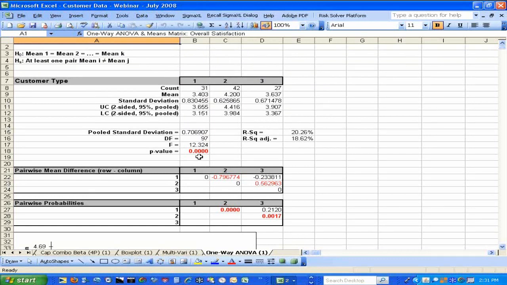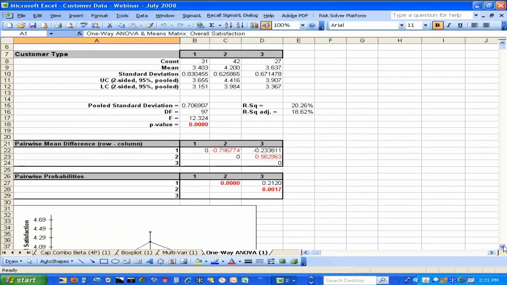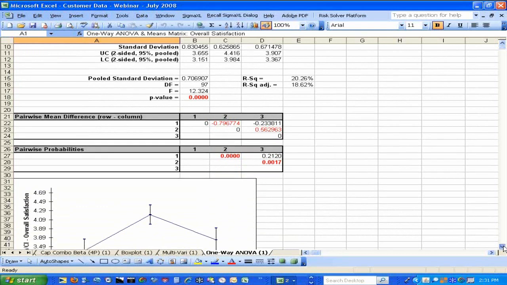And this table here tells me who's different from who. So actually 1 and 2 have different means. However, 1 and 3 we cannot say are different. But 2 and 3 we can say are different. Okay, so the means matrix table tells you who's different from who, and the p-value tells you overall there is a difference.